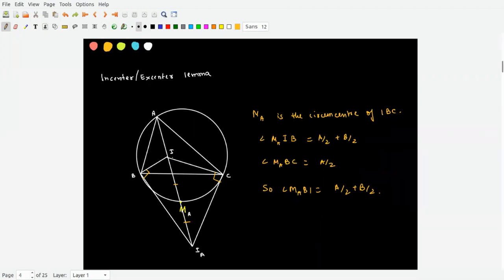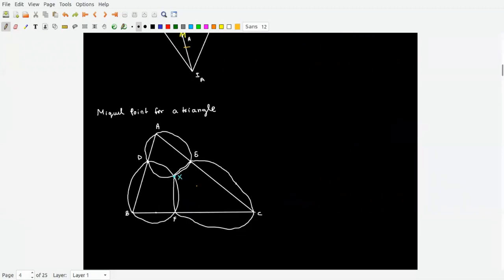Now, since I_A is the excenter and I is the incenter, it's quite easy to see that angle I B I_A is 90 degrees. I'm not going to explain this, else it would be too basic. So angle I B I_A and angle I C I_A are both 90, hence I B I_A C is a cyclic quadrilateral. You got that M_A is the circumcenter of IBC, hence M_A is the circumcenter of I B C I_A. So that's the lemma. Everybody is fine with the proof, right? Okay, I'll take that as a yes.